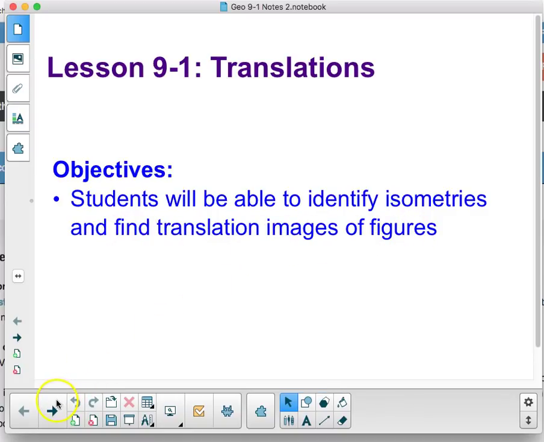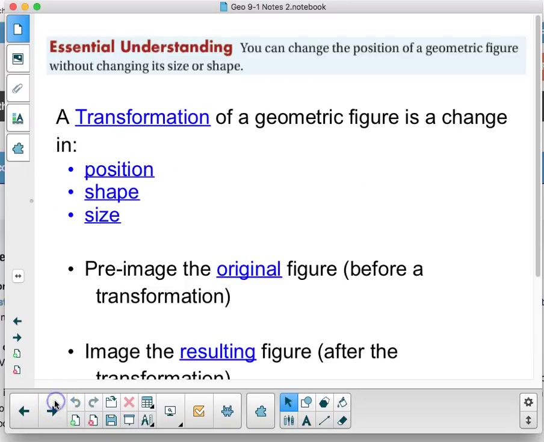Translation is just me sliding the figure around. It's putting the figure in a new spot. Essential understanding: you can change the position of a geometric figure without changing its size or shape. These are called isometric transformations.